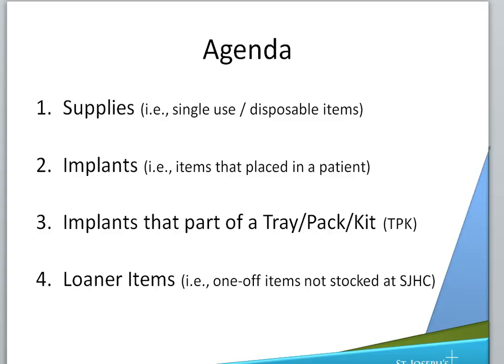We will then look at how we track the majority of implants. We will have a section dedicated for implants that are part of a tray pack kit, also known as TPK. The last section will be for loaner items. Loaner items can be either supplies or implants that are not normally stocked in the hospital but are brought in for a surgery.